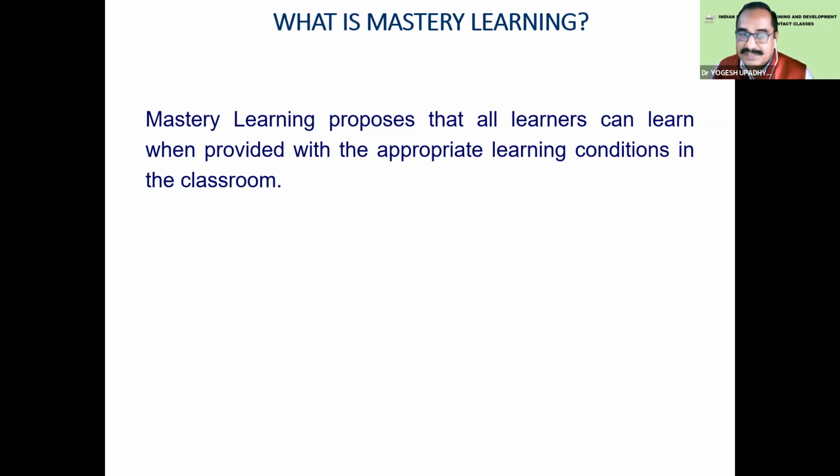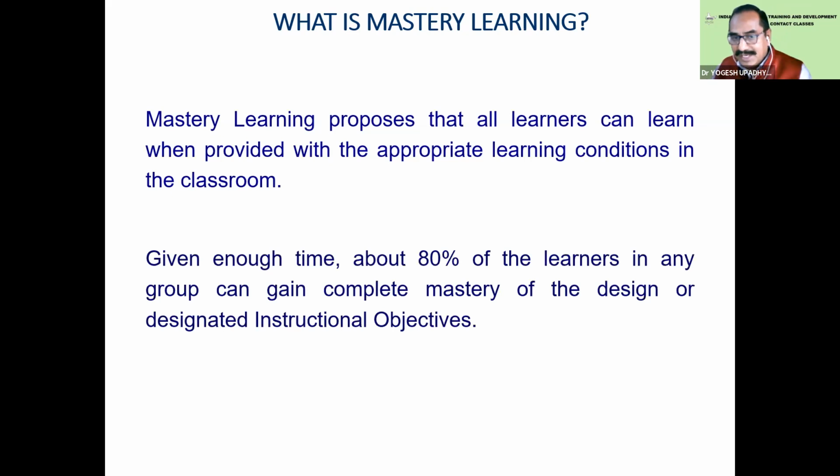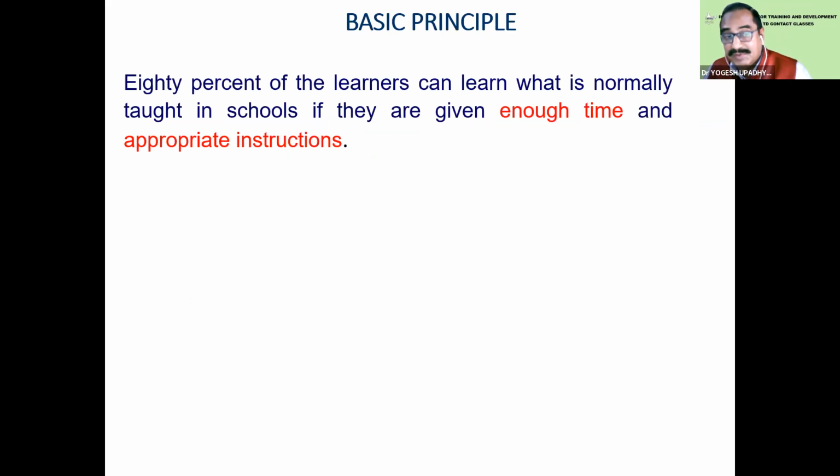The mastery learning process holds that all learners can learn when provided appropriate learning conditions in the classroom, in the training hall. And 80% of learners in any group can attain complete mastery of the designated instructional objectives. This is research based. I will share this concept paper with you, you read it, then again we will discuss it. It is not part of the syllabus, but I am giving it because you must know, as a trainer, mastery learning and how it is possible.